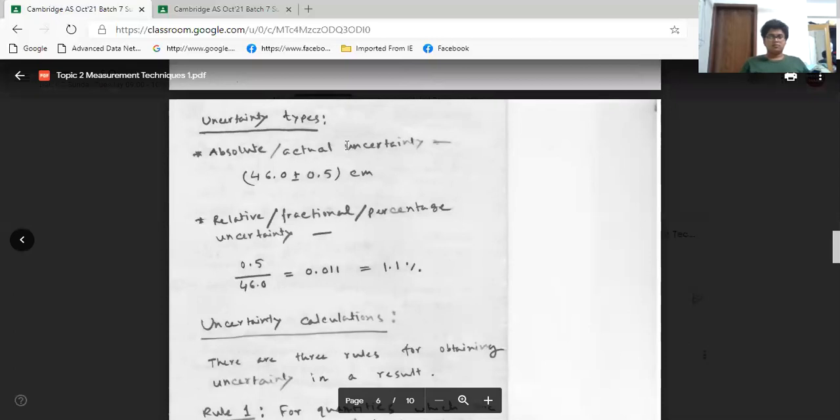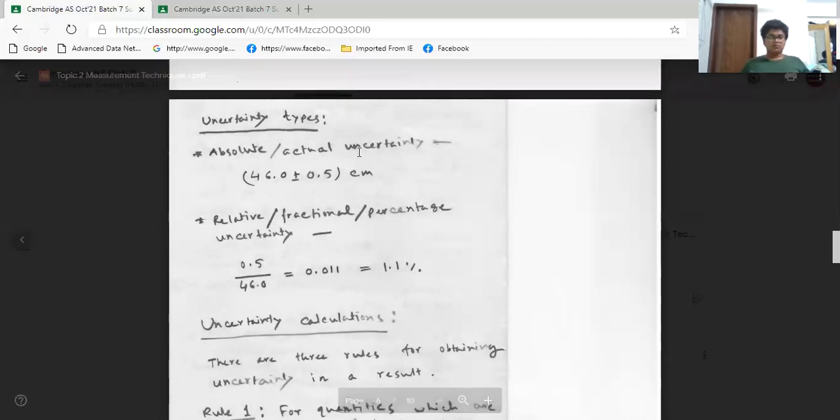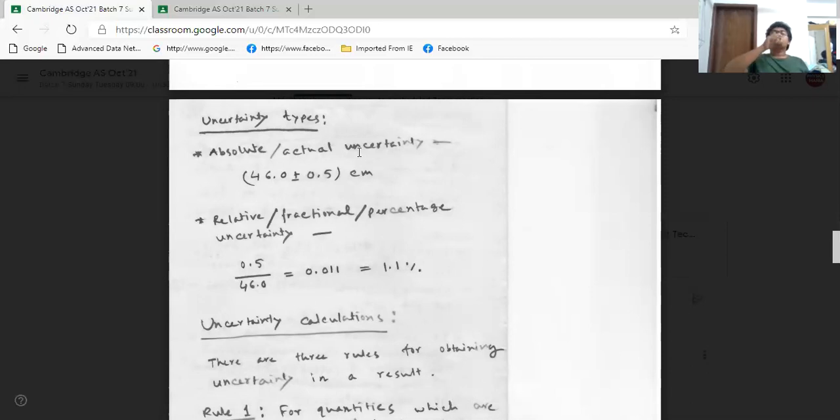So uncertainty types, you are clear. Two types of uncertainty calculations: one is absolute uncertainty, another one is relative or fractional uncertainty. Okay, that's for the time being. We are stopping here.